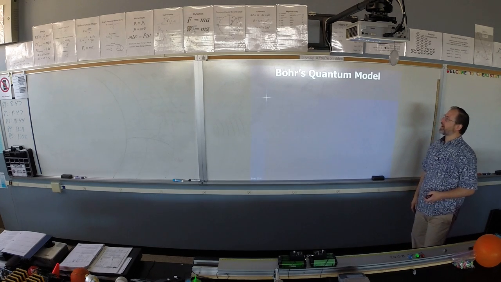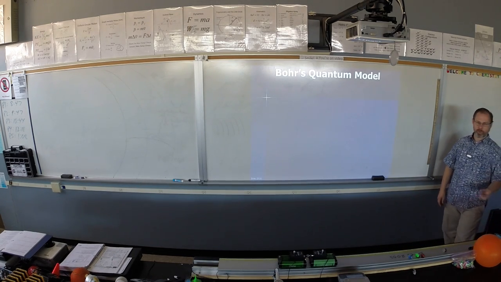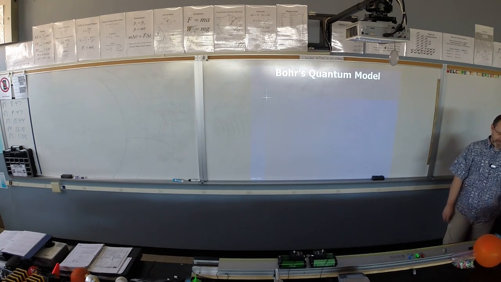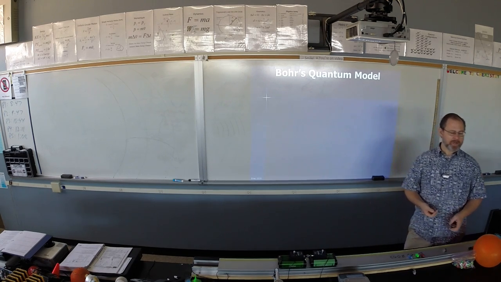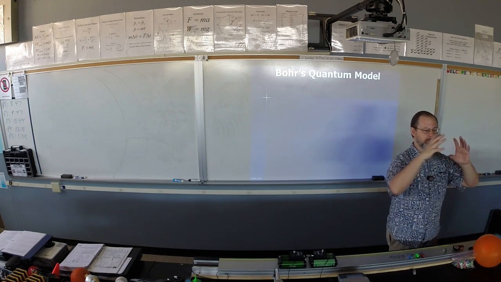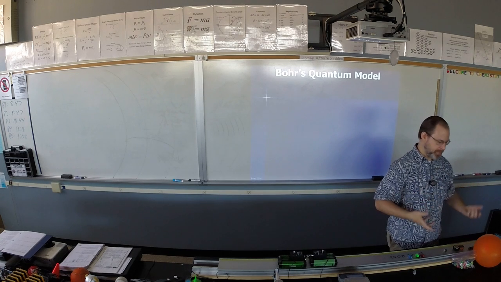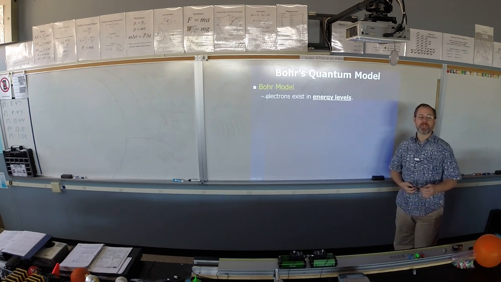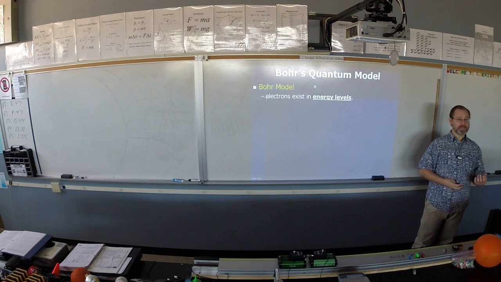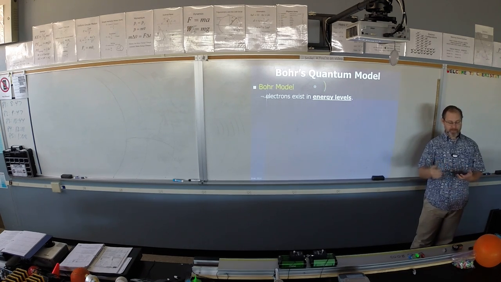But then there was this guy who came along, and his name was Niels Bohr. And he discovered something kind of interesting. He discovered that electrons don't all exist in one big shell, like a beach ball. He found that electrons exist in energy levels, like an onion. So like an onion has energy levels.